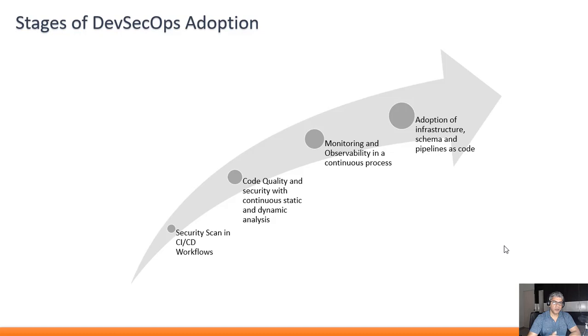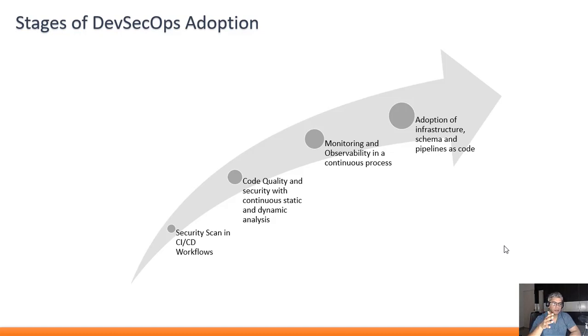So if we are looking forward towards DevSecOps adoption, then there are various steps that need to be followed. First, we have to go through a security scan for all the CI/CD workflows that we have, right? The second thing we have to ensure is the code quality and the security, which needs to be done with static and dynamic scans or analysis. The third part is the monitoring of the continuous process, whatever is happening in the CI/CD pipeline, in the release pipeline, that needs to be monitored.